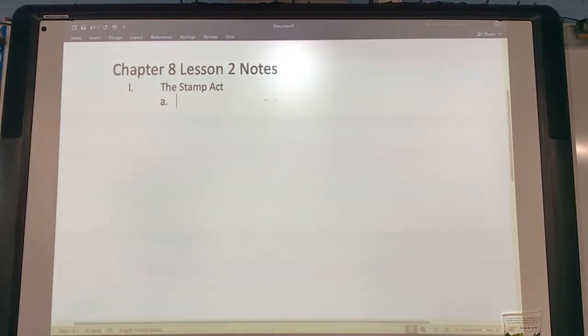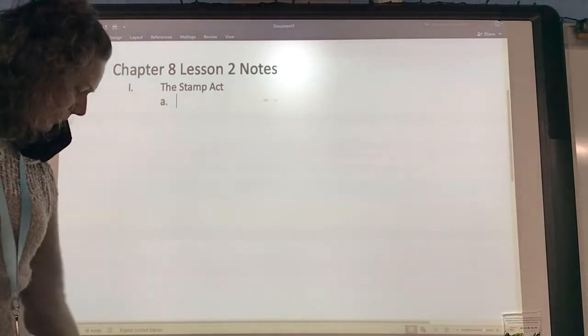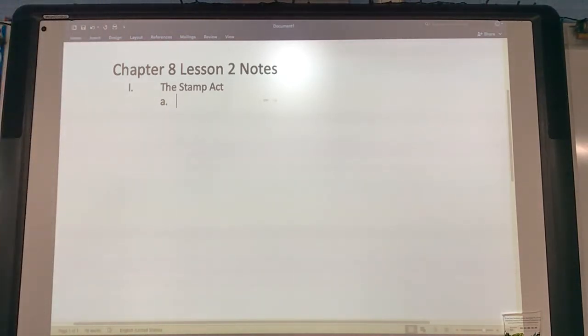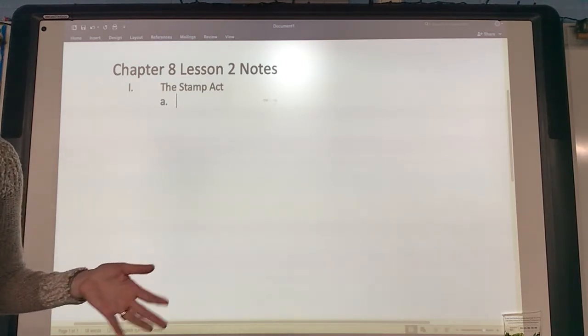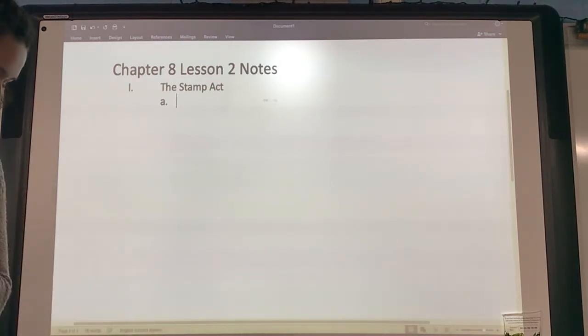What is it? They were desperate for money. Kenny, what is it? It's where you have to pay to send something, or to have paper. Anything that was paper. So the Stamp Act taxed paper items, right?